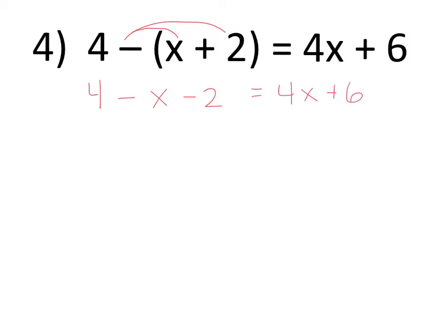So if I can distribute, I'm going to do that first. Now, before I start moving things side to side of my wall, I'm going to combine like terms when possible. Now, over here on the right-hand side, 4x plus 6, there's nothing I can combine there.